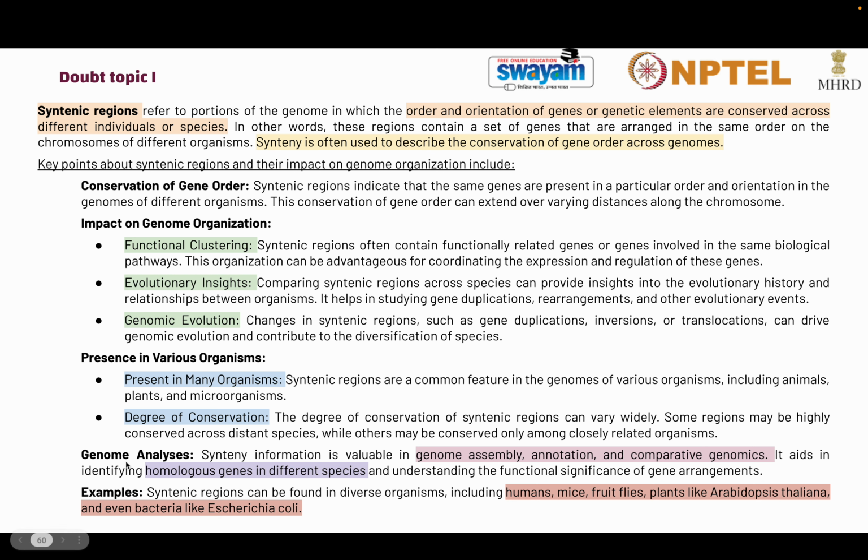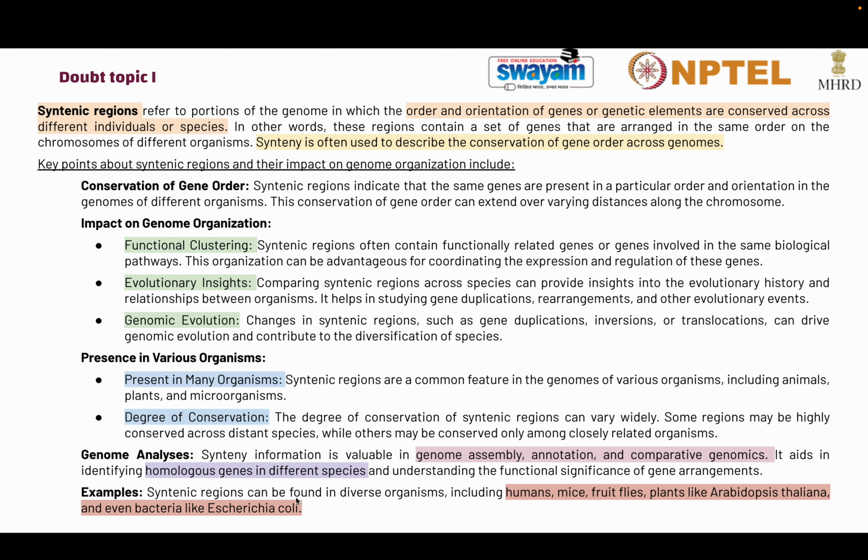And then genome analysis. This synteny information can also help you in genome assembly, annotation, and comparative genomics. So when you are comparing multiple species, it can help you to assemble the genome. It will also help you to annotate the genome, because now you know that these two individuals are very closely related, so there are more chances that their genes will also be present on the same chromosome. So it will help you in annotating the genes or assembling that genome. So these are a few advantages of the syntenic regions.